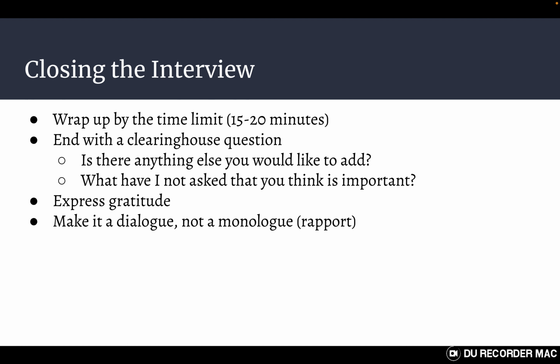Of course, you want to make this a dialogue, not a monologue, so you don't want to be talking at them the whole time during the closing. You want to continue and have a conversation with them. Make it a little bit more casual, but still professional, and build rapport with them throughout this part of the interview and really throughout the whole interview.